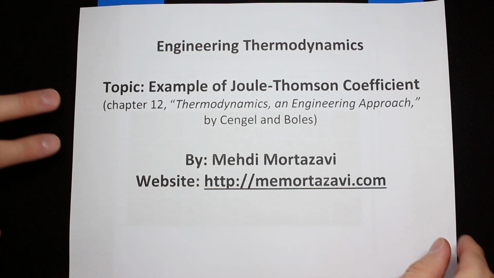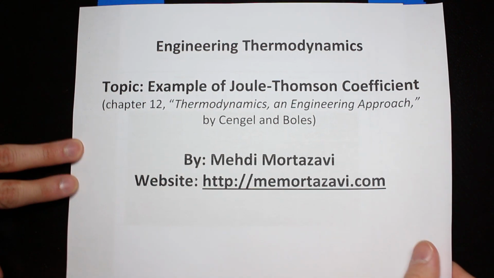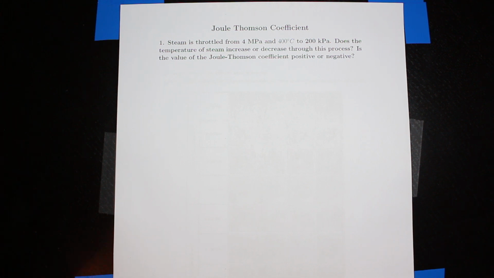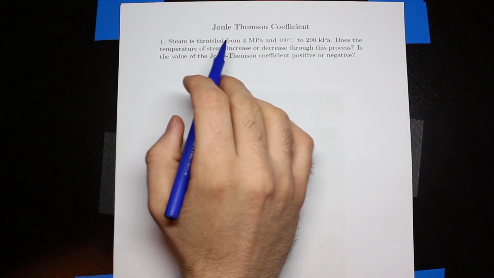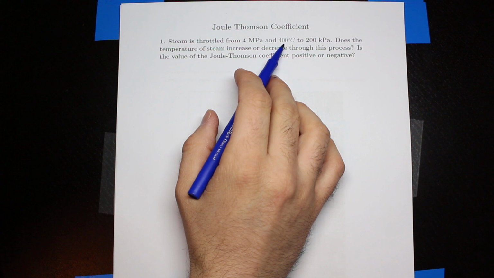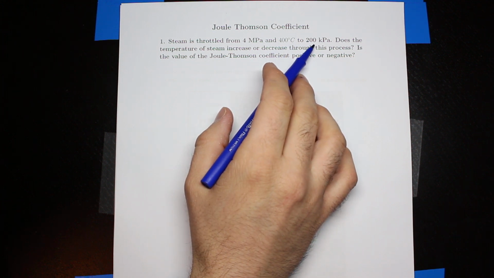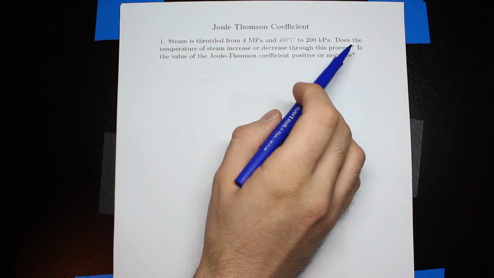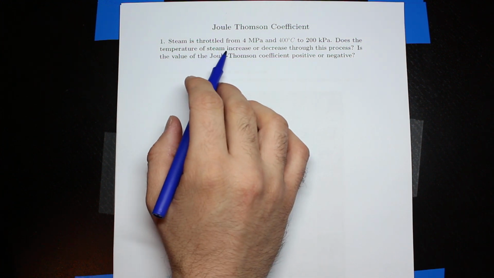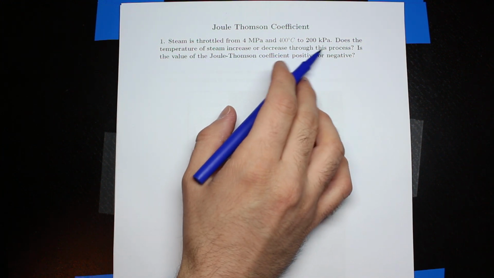All right, let's do another example from the Joule Thomson coefficient. So in this example, we have steam throttling from 4 megapascal and 400 degrees C to 200 kPa. Okay, so the question is asking whether the temperature of steam increases or decreases through this process.